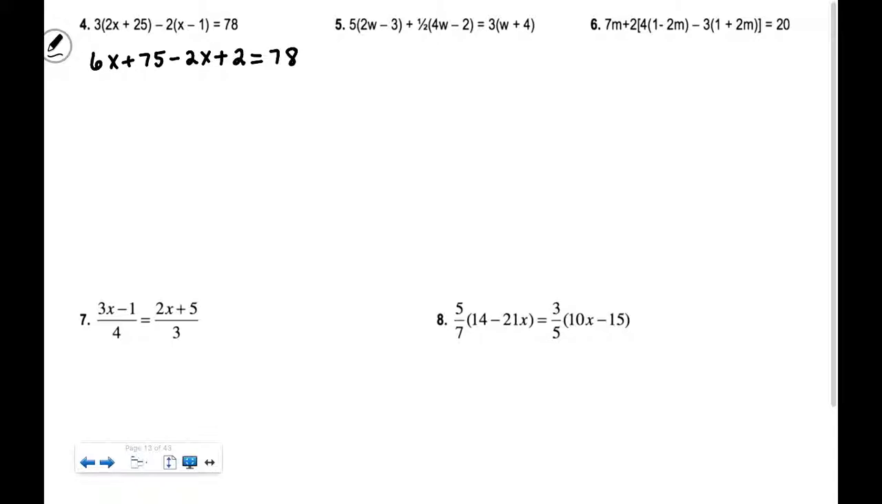So be active note takers. Try this problem along with me. So kind of mostly look at your paper and try to solve it. So we combine our like terms. 6x minus 2x is 4x plus 77 equals 78. Now we're simplified on both sides. Subtract the 77. You don't have to show that step. We get 4x is equal to 1. So our answer is x equals 1/4.